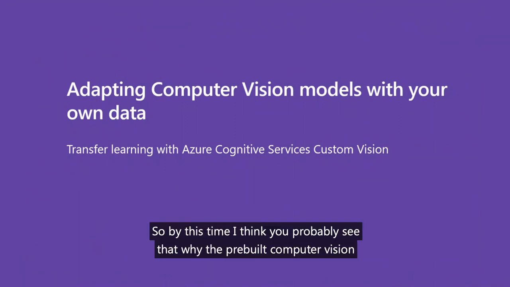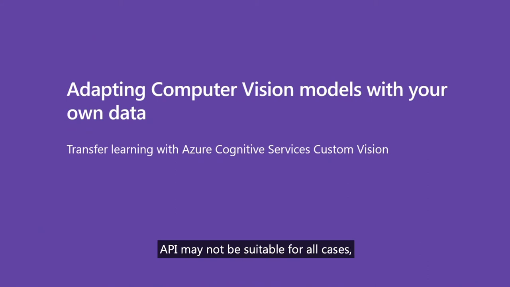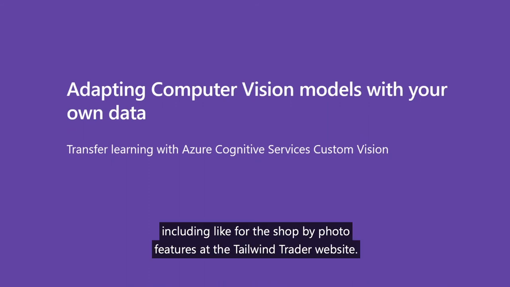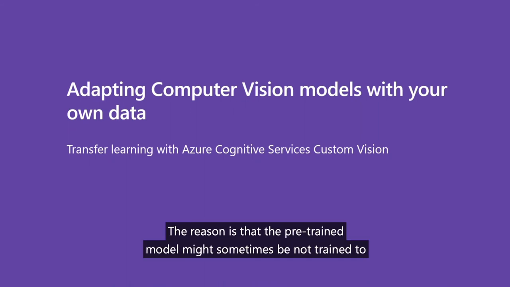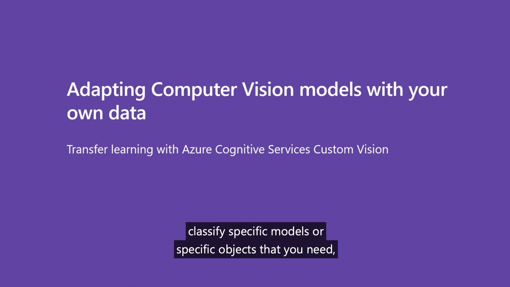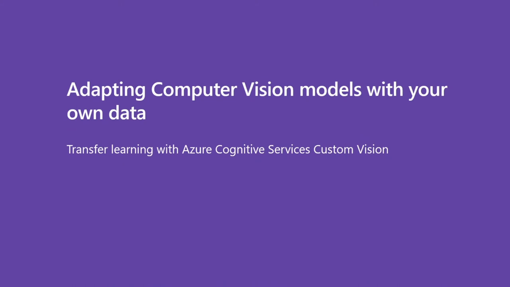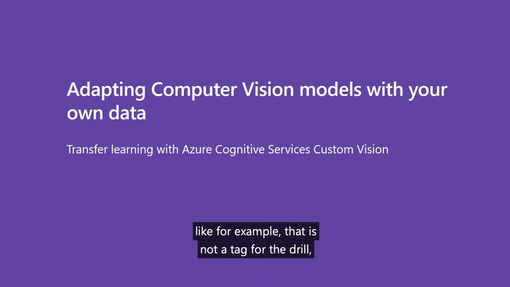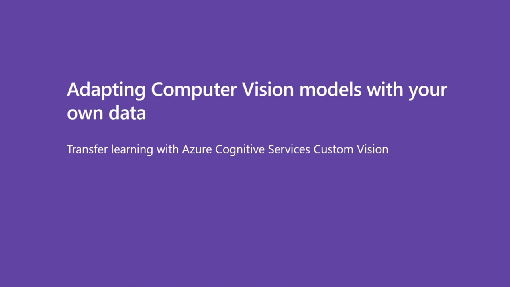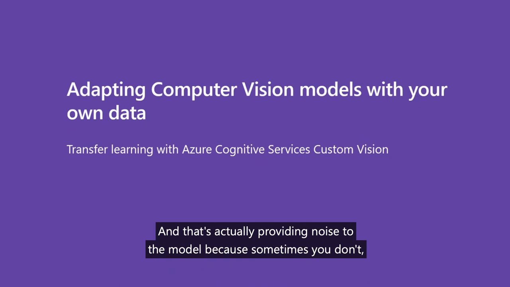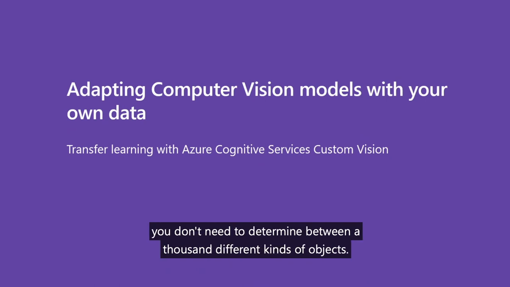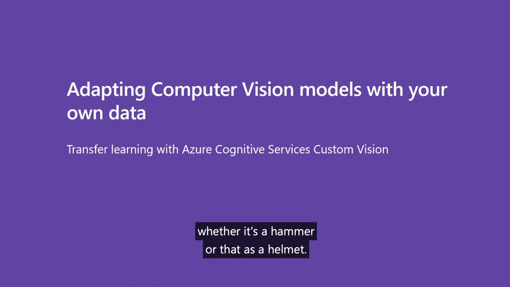By this time, I think you probably see why the pre-built computer vision API may not be suitable for all cases, including the shop by photo feature at the Tailwind Traders website. The reason is that the pre-trained model may sometimes not be trained to classify the specific objects that you need. For example, there is no tag for the drill in the previous model. And sometimes the previous model is trained to detect too many kinds of objects. That actually adds noise to the model, because sometimes you don't need to determine between 1,000 different kinds of objects. You only need to determine whether it's an apple or orange, or in this case, whether it's a hammer or a helmet.